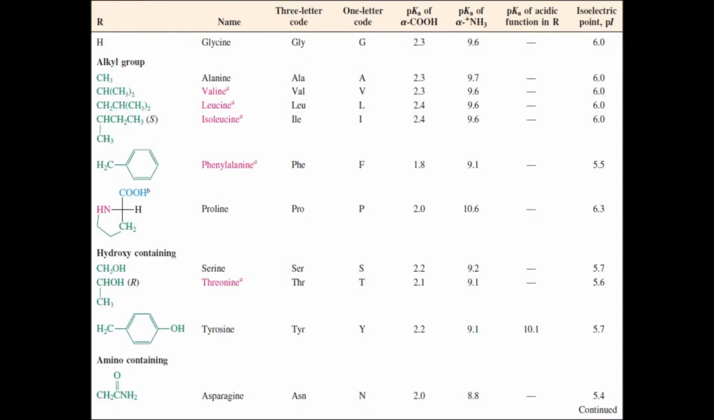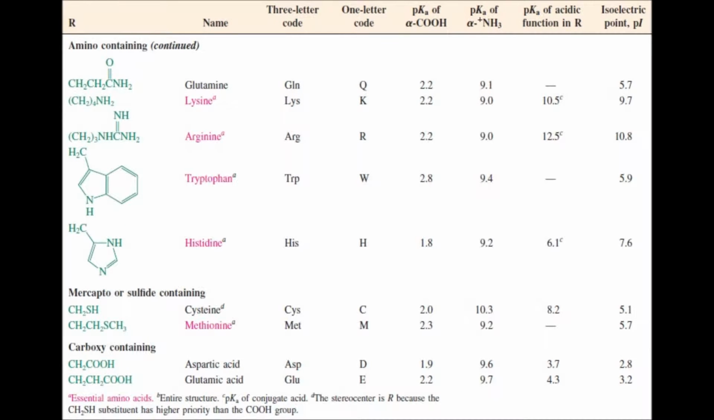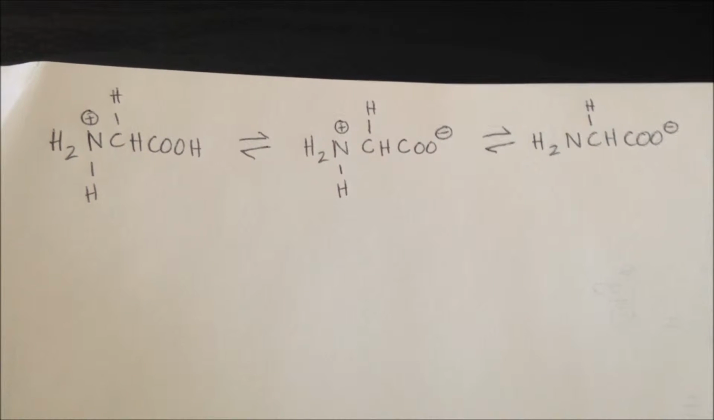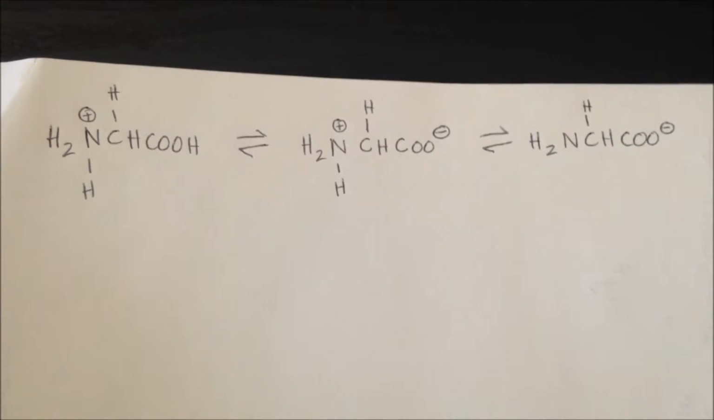Now each amino acid has its own separate isoelectric point, also known as the pI. For instance, glycine has a pI of 6.0 and glutamic acid has a pI much lower than that of 3.2. So amino acids can either be negatively charged, positively charged, or neutral.